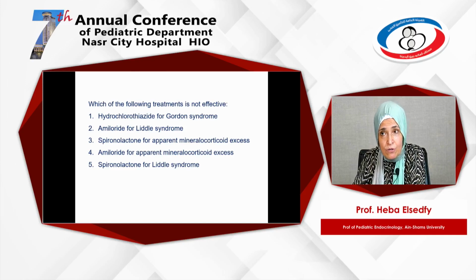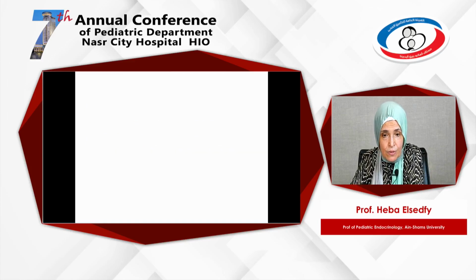Spironolactone for apparent mineralocorticoid excess again is okay because cortisol acts on the mineralocorticoid receptor, and if we block it, we can cure the hypertension. Amiloride for apparent mineralocorticoid excess is okay because we block the channel, the production of which is stimulated by binding of aldosterone to the mineralocorticoid receptor. However, if we give spironolactone for Liddle syndrome, it will not be effective because we didn't stop the activity of the epithelial sodium channel, and so the answer will be 5.